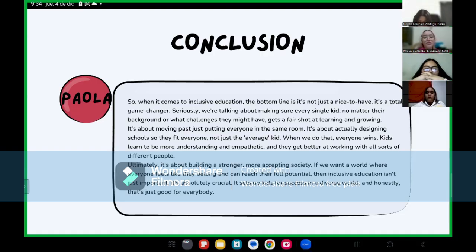Kids learn to be more understanding and empathetic, and they get better at working with all sorts of different people. Ultimately, it's about building a stronger, more accepting society. If we want a world where everyone feels like they belong and can reach their full potential, then inclusive education isn't just important, it's absolutely crucial. It sets up kids for success in a diverse world, and honestly, that's just good for everybody.